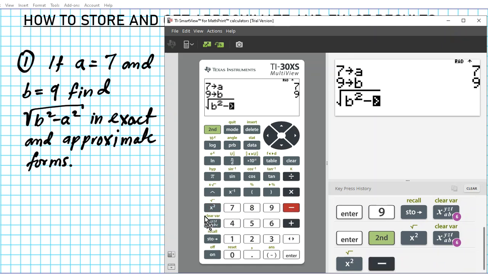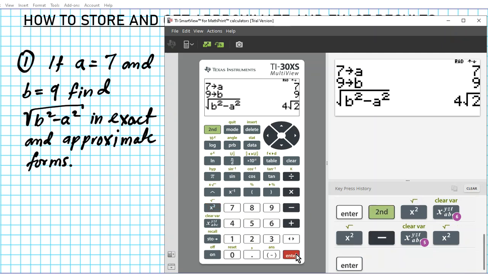minus a squared. So go back to this button. We're going to press it 5 times. 1, 2, 3, 4, 5. That's a. And I use square or caret 2. So I'm just going to use square. Okay. And then press enter.